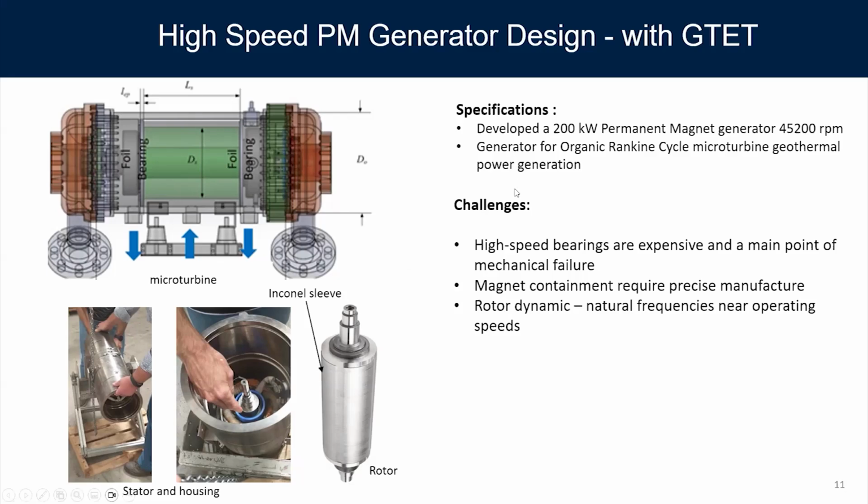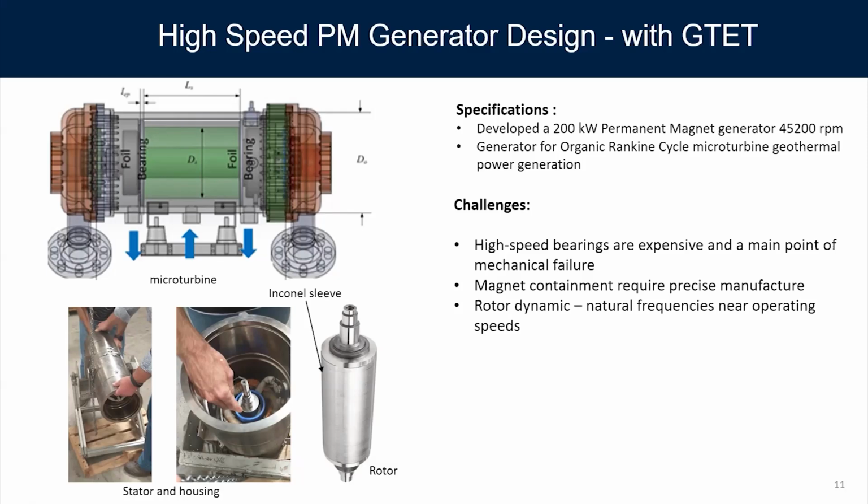So the challenges of this type of generator is that due to the high speed, the bearings were very prone to require maintenance, and then the bearings are very expensive as well. They need specialized bearings to run at that high speed.